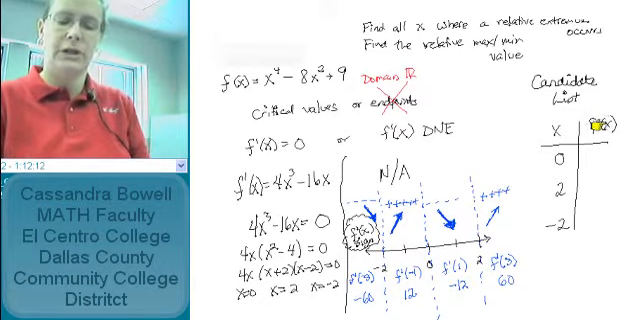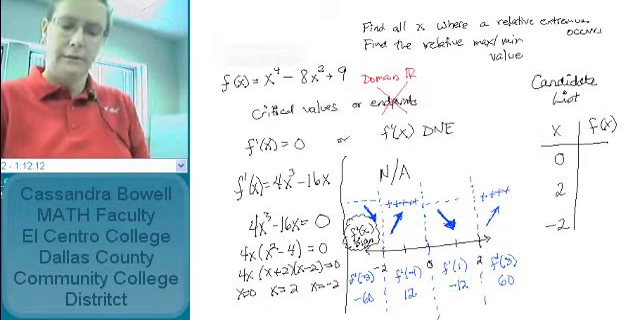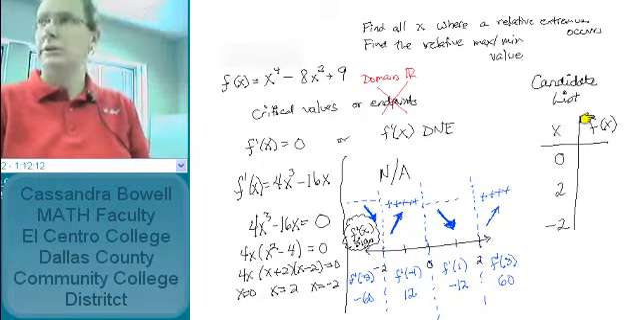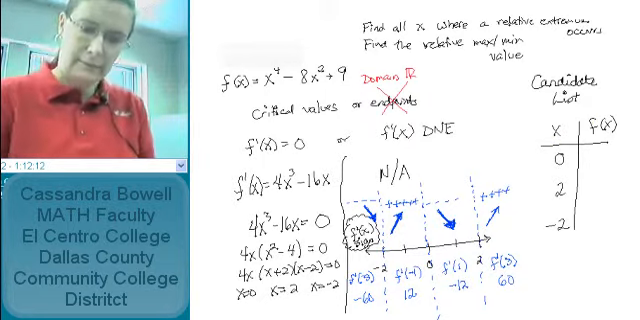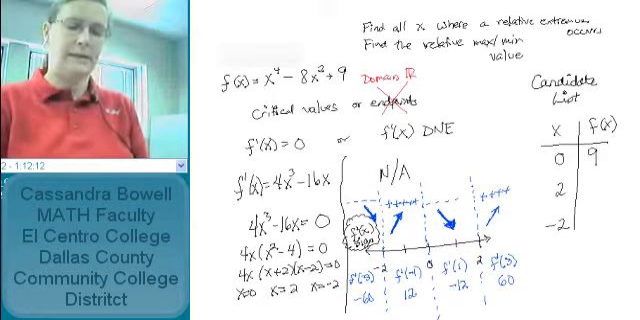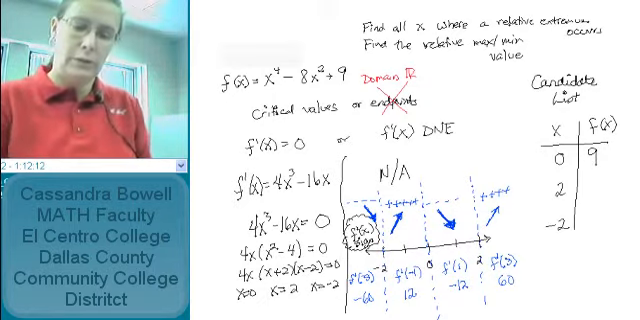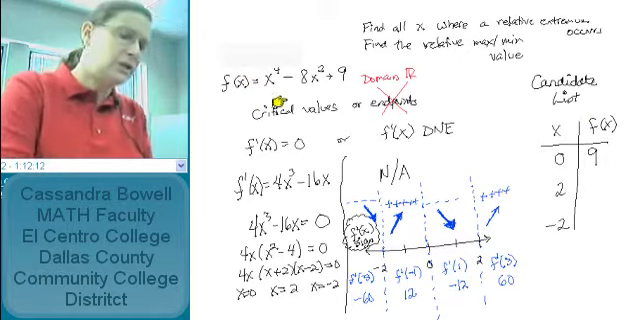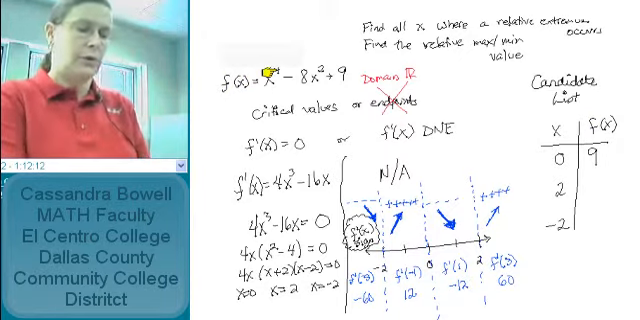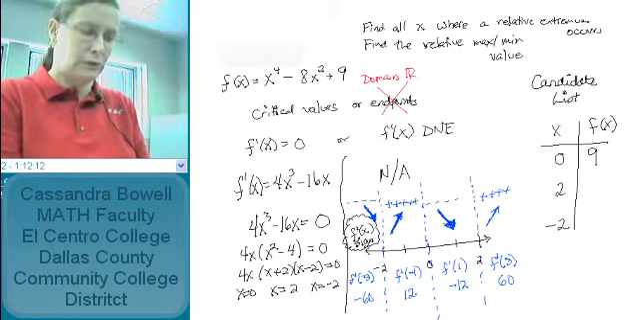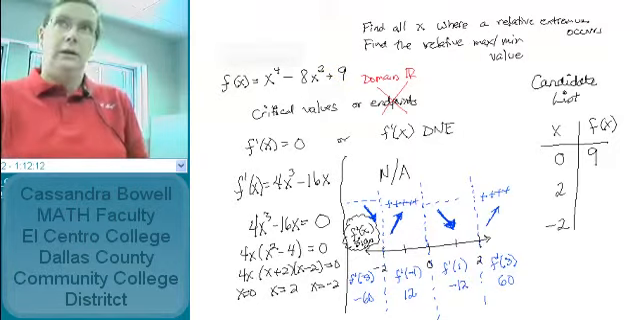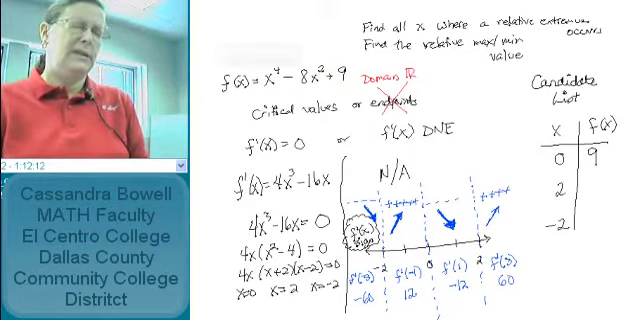This is the original function. If I know that x is 0, what's the value of the original function? 9. Right, if I plug it into f of x. If x is 2, I've got to evaluate the original function. So 2 to the 4th minus 8 times 2 squared plus 9. 16 minus 32.